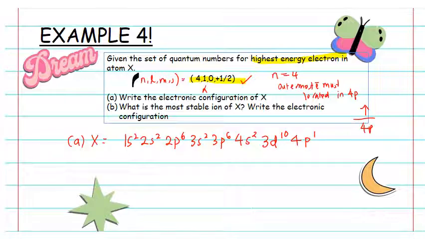Now soalan kata, what is the most stable ion of X? Apakah ion of X yang paling stable? Write electronic configuration. As you can see here, most stable ion of X, kalau kita tengok, dia ada 4s2, 4p1. Okay, takkanlah dia nak jadi anion. Sekali nak jadi anions, dia kena get electrons banyak kan? Untuk fill out the 4p.